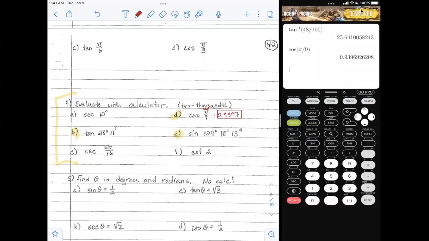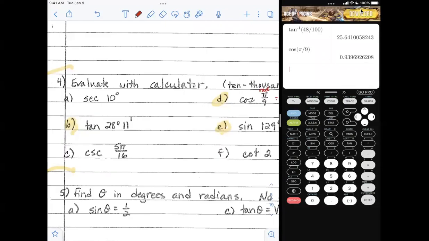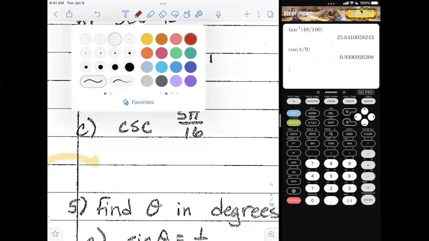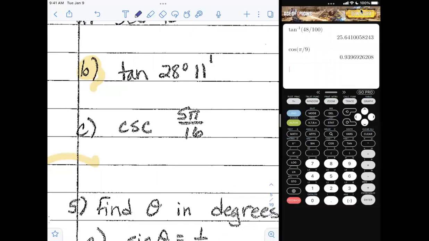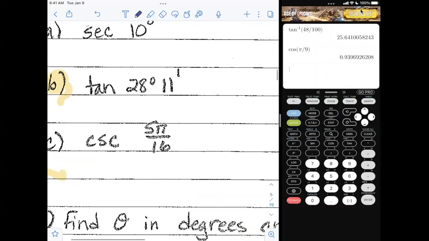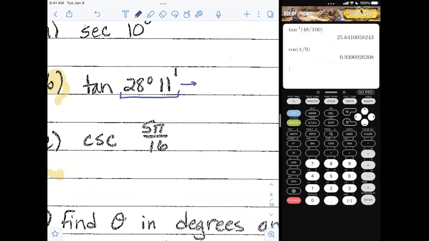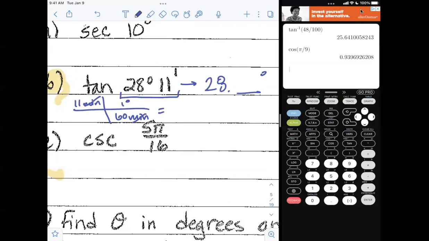However, I am going to have to do a little bit of work before I plug these into the calculator. If you remember back in section 4.1, when we made our degrees, minutes, seconds into decimals, we want to make this 28 degrees and 11 minutes into 28 degrees and point something of that degree. The 11 is in minutes, so we want to divide that by 60 minutes in order to get it into degrees. Minutes divided by minutes cancels out. So 11 divided by 60 is 0.18333, and we'll round that like we've been rounding everything, to 4 places after the decimal.